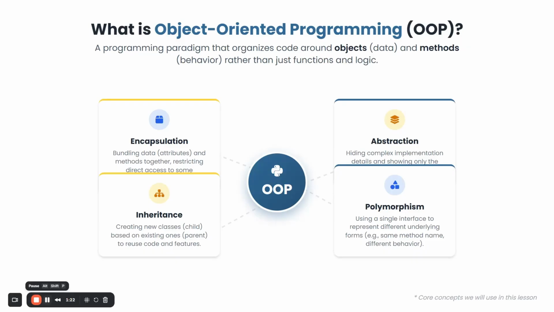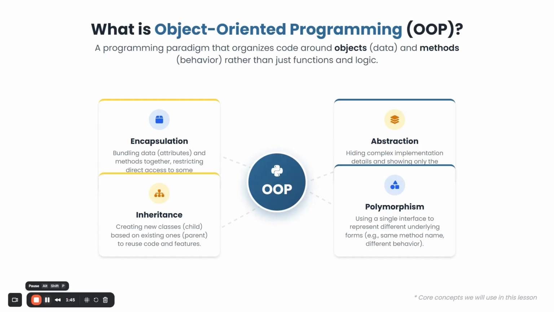What is abstraction? Abstraction means hiding complex details and showing only what is necessary. For example, when we drive a car, we use the steering wheel and pedals. But we don't need to know how the engine works internally, right? That is what the abstraction means. It won't show the complex details inside it. It just shows the necessary things.